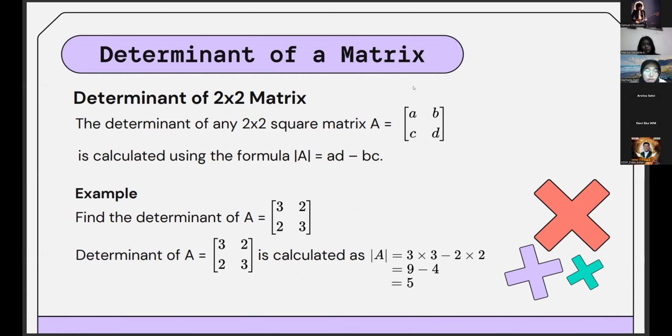Here is the determinant of a 2 times 2 matrix. The determinant of any 2 times 2 square matrix A equals [a b; c d] is calculated using the formula: determinant of A equals ad minus bc. For example, find the determinant of A equals [3 2; 2 3]. The determinant of A is calculated as the product of 3 times 3 minus the product of 2 times 2, which is 9 minus 4, equals 5.